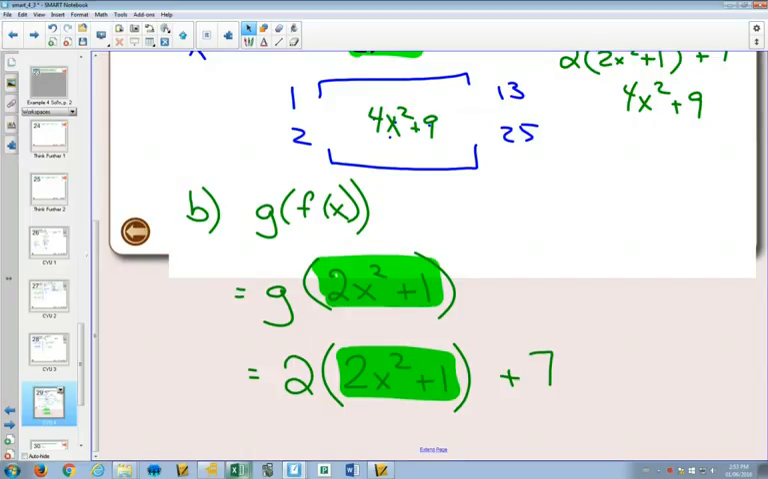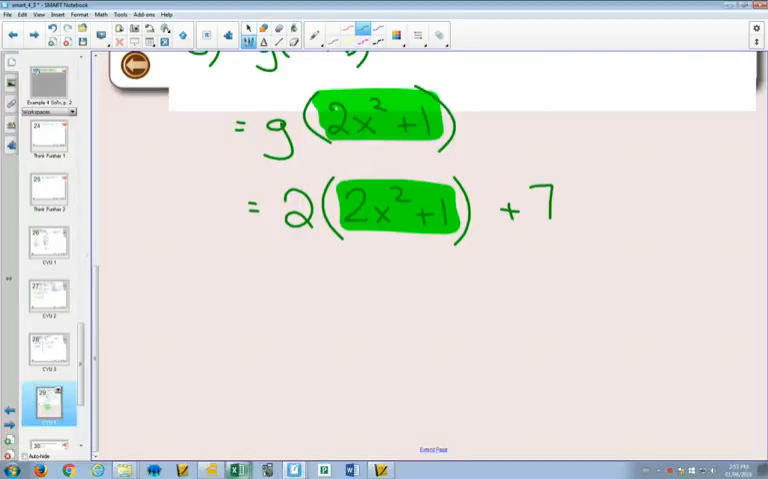Now if we simplify this, we get 4x squared plus 2 plus 7 makes plus 9.